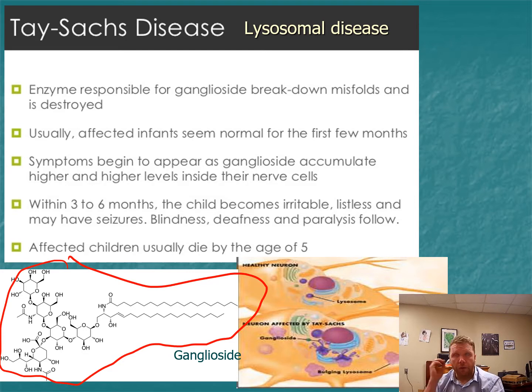And so if you think about when something accumulates, it's not going to be fully processed. If you think about any sort of stoppage and accumulation of something, it's ultimately going to reach a breaking point unless there's some relief that's provided. And unfortunately, Tay-Sachs disease is one where you can't really provide that relief.